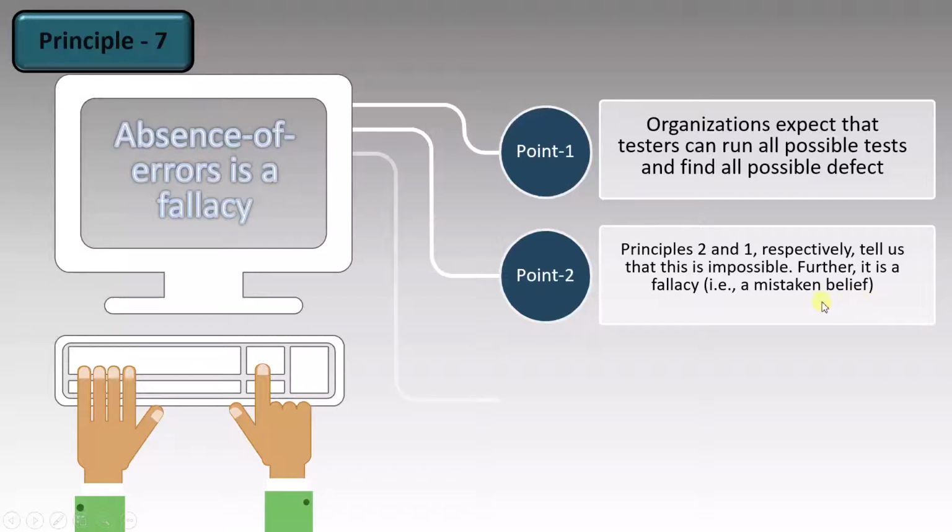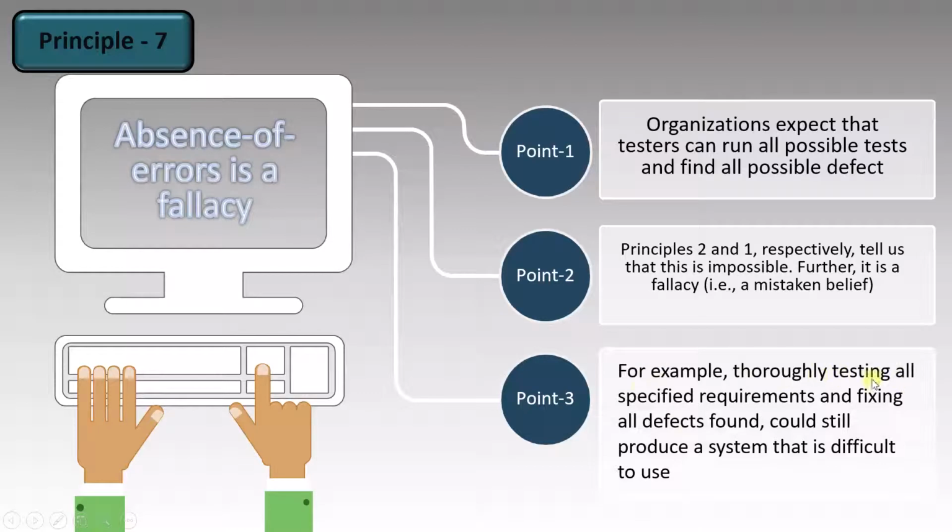Our final point here is thoroughly testing all specified requirements and fixing all defects found could still produce a system that is difficult to use. Even if we do everything, there can still be environmental conditions, unfound defects, or other factors that can cause the product to fail. It's not in our hands. This is why we cannot say that there are no errors left in a software. If someone claims that, then it is a mistaken belief.